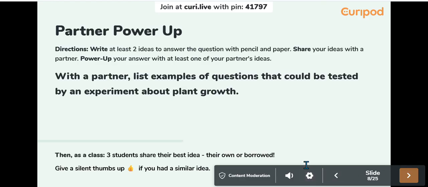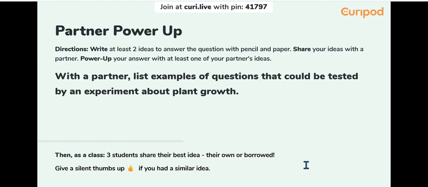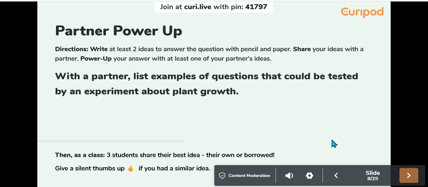Partner power-up. Write at least 2 ideas to answer the question with pencil and paper. Share your ideas with a partner. So you could share this with someone at home. You could put a thumbs up in the comments if you had a similar idea. Talk to someone at home if you get time, and then you could also put your answers down in the comments, and I will reply and tell you whether they're correct or not. So I'll just give you like a couple of seconds for that.